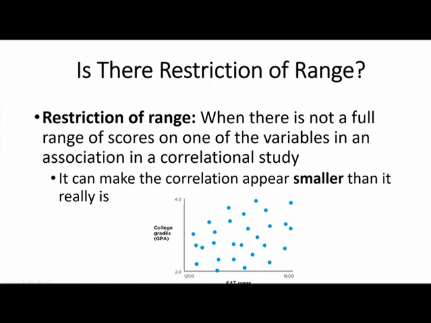A fantastic example of this is looking at SAT scores. So the axis down here is SAT scores, correlating with the grades that people get in college, so the college GPA. Here, we can see that there's a general positive trend, but it's not a very strong relationship because there's a lot of spread to the data.